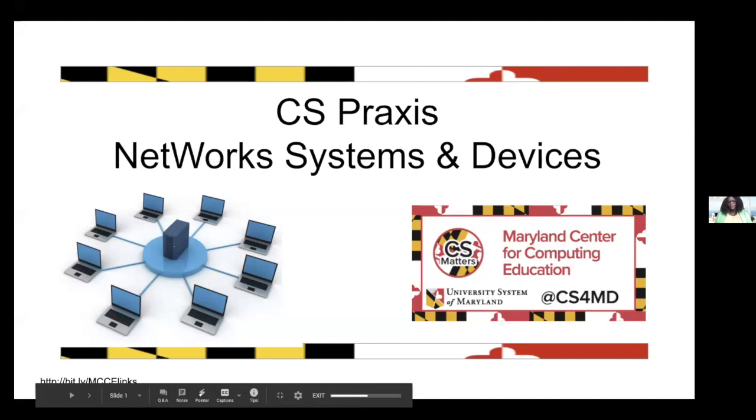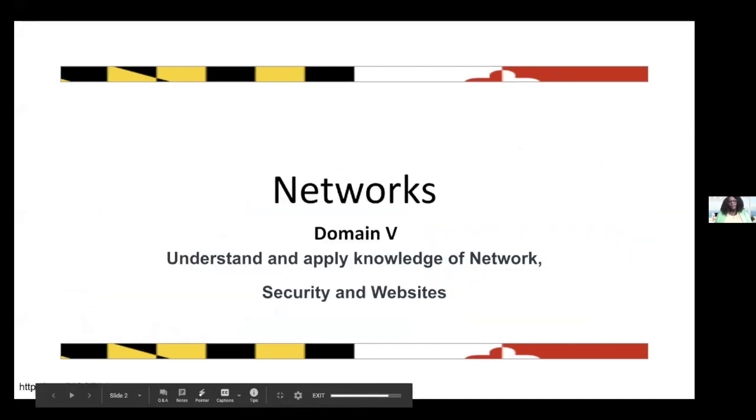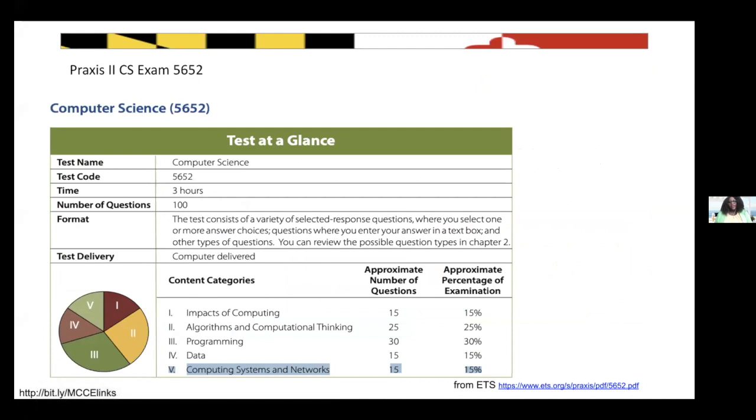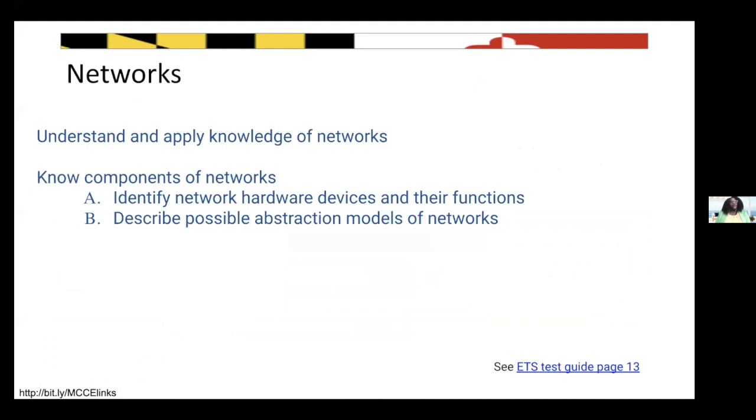Network systems and devices. Domain 5, like we said, is 15%, so very few questions, but they can make the whole difference whether you get to the passing grade or not. It's a lot of reading and a lot of getting to know vocabulary and how it's used. What they say in your ETS is that you need to understand and apply knowledge of networks.